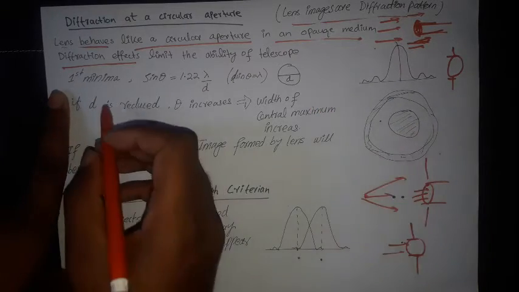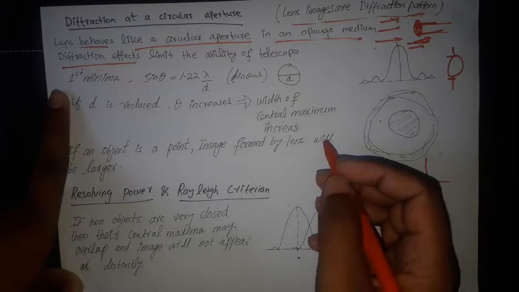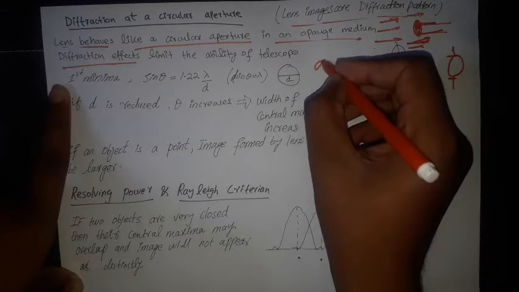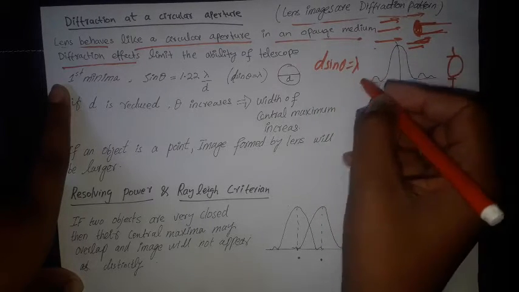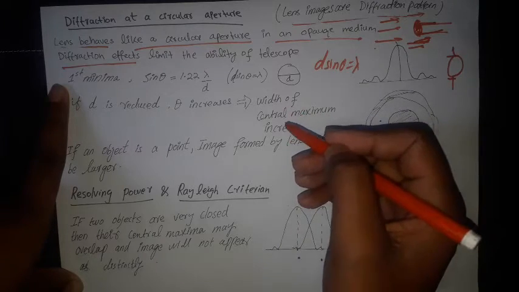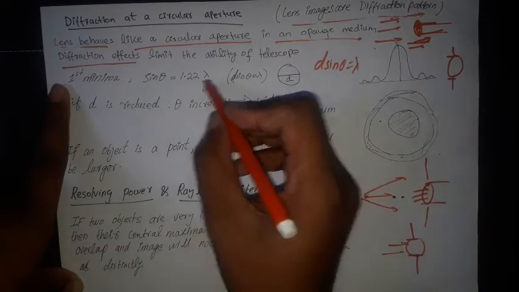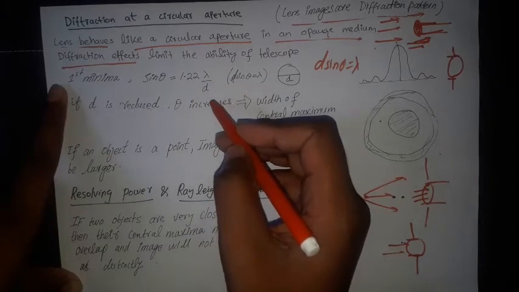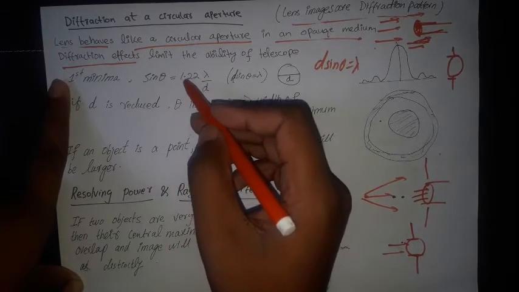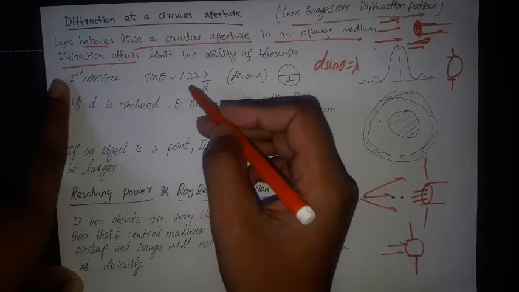Let's see how. In the previous video we found the condition for the first minima, and that was d sin theta is equal to lambda. But if we have a circular aperture, then this is basically d sin theta is equal to 1.22 lambda. So this is the angular position of the first minima.